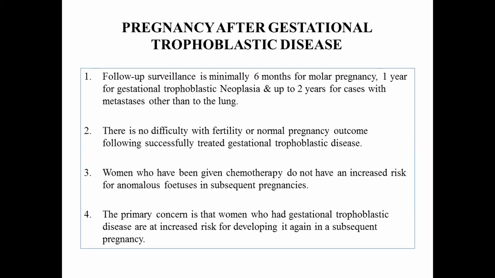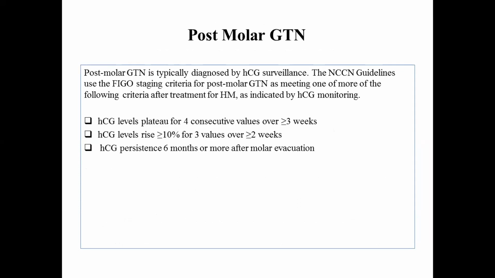There is no difficulty with fertility or normal pregnancy outcome following successfully treated GTN. Women who have been given chemotherapy do not have an increased risk for anomalous fetuses in the subsequent pregnancy, provided 6 months of contraception was strictly advocated. The primary concern is that women who had gestational trophoblastic disease are at increased risk for developing it again in a subsequent pregnancy. Now, what is post-molar GTN?